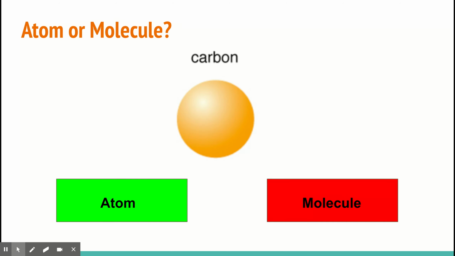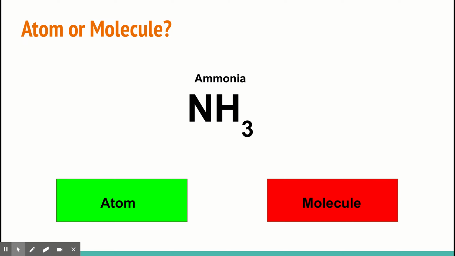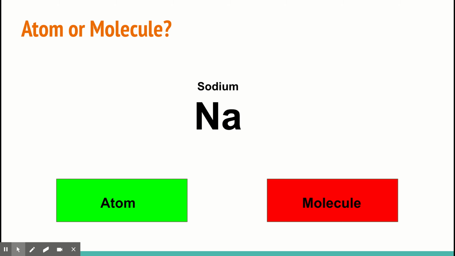So let's look at a few examples and determine if they're an atom or molecule. Here we have carbon. Is that an atom or molecule? We have 2 atoms of carbon here. Is that an atom or molecule? Ammonia: 1 atom of nitrogen and 3 atoms of hydrogen. Is that an atom or molecule? And here we have sodium. The chemical symbol for sodium is Na. Is that an atom or molecule?